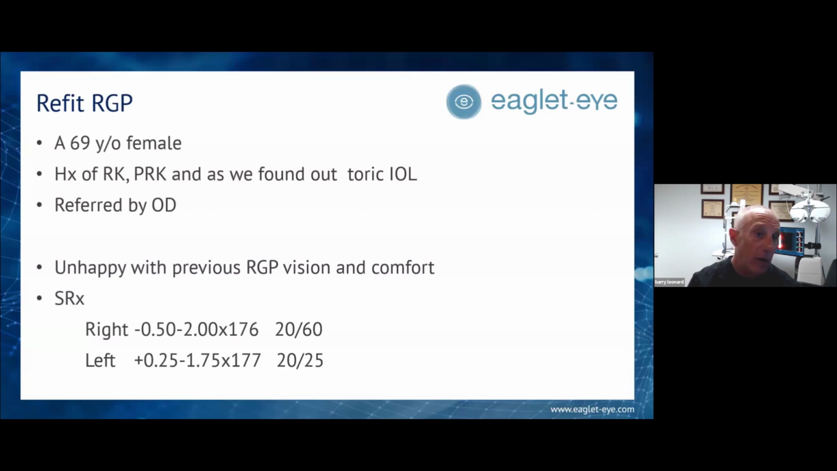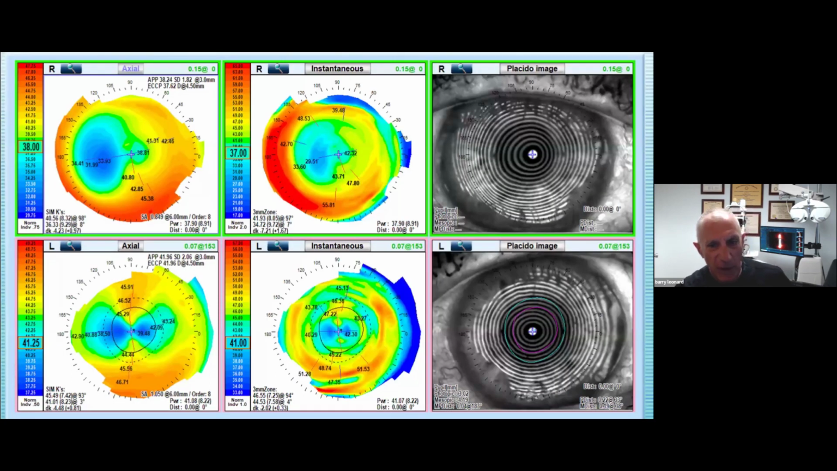She'd had RK a long time ago. They tried to fix things up with PRK. She had IOLs in her eyes, and she just was not doing real well in her current RGPs. Every patient in our office, as part of our screening, before we get into anything else, is going to have our NIDEK OPD, as well as other health checks, Optos and fields. And right away, we could see a sort of classic old RK eye.